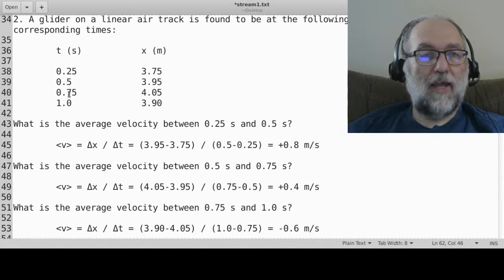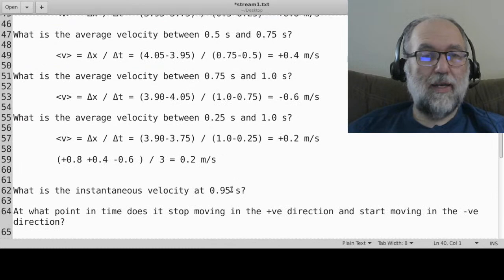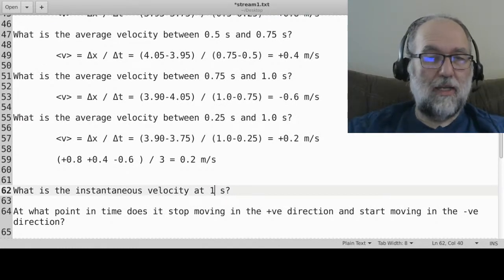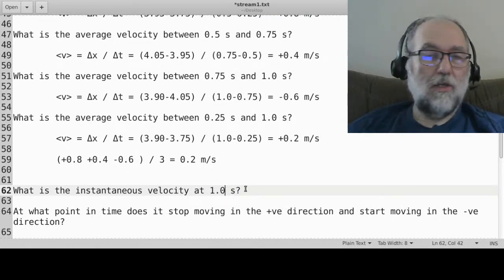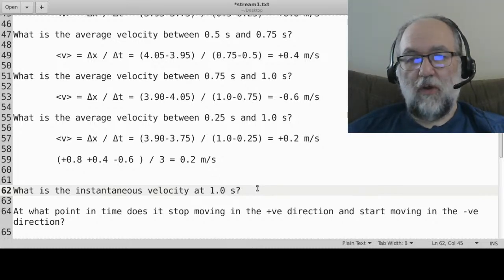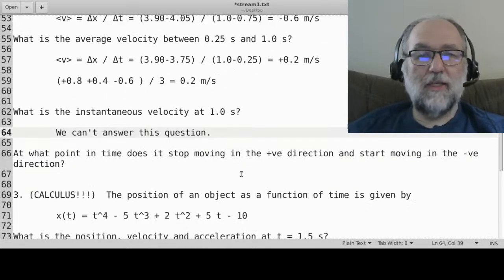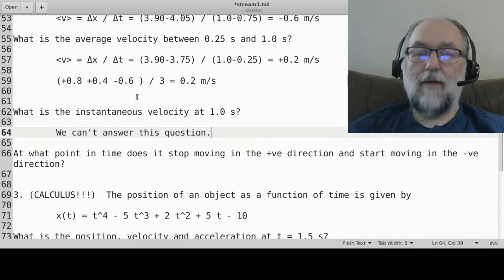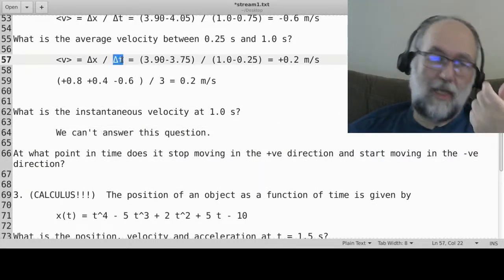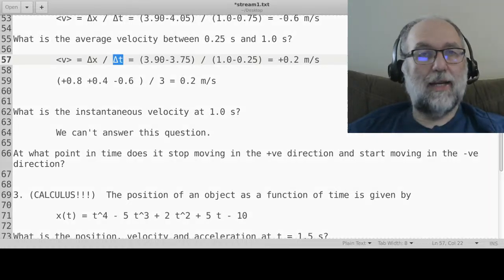Why? You just don't have that data. First of all, you don't have any data at 0.95 seconds, but even if I said what is the instantaneous velocity at 1.0 seconds, you can't get that because you don't have a very small delta t around 1 second. So we can't answer this question. Instantaneous is at an instant, and it comes out of these averages by making delta t smaller and smaller, and we just don't have that data.